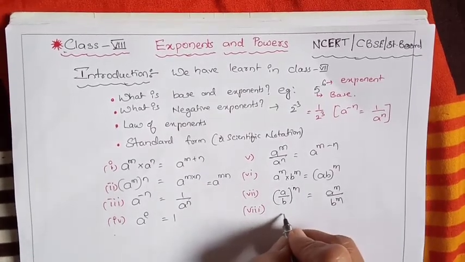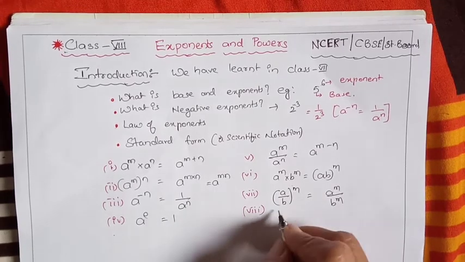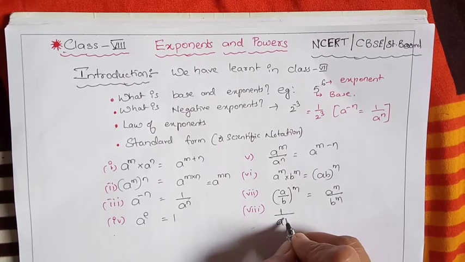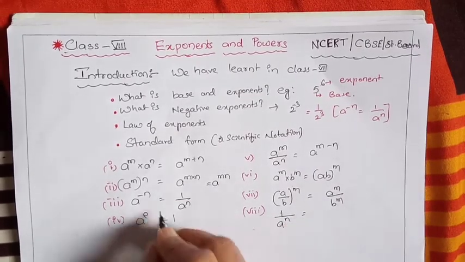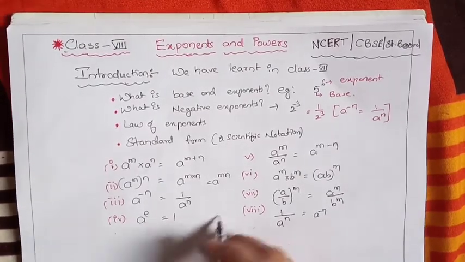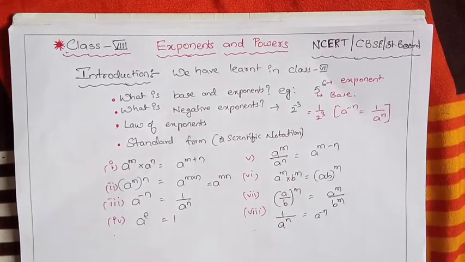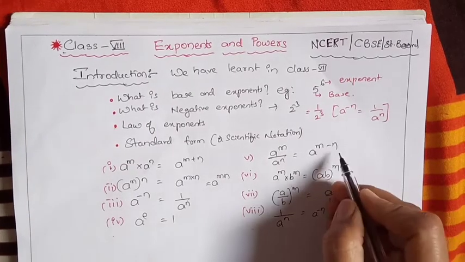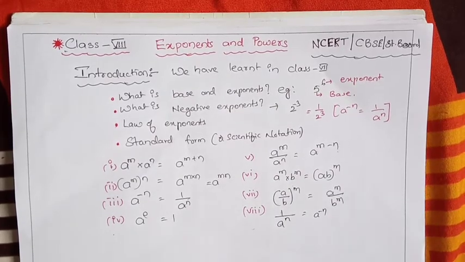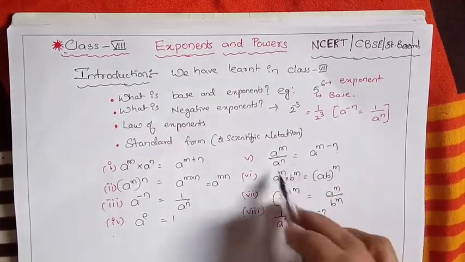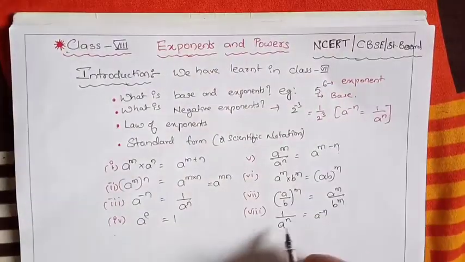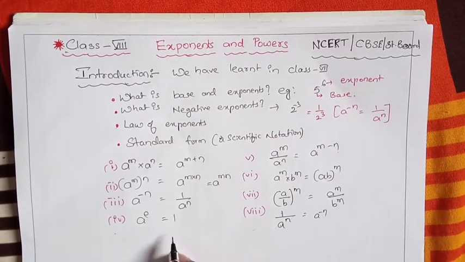One more law of exponents is 1 by a to the power m. This is the same as a to the power minus n, but there are two cases: if m is greater than 0 and n is less than 0. For this formula we have two cases. I will explain when we start the exercise. Before the exercise, I'll repeat the formulas. These are the laws of exponents we discussed in the 7th class. That class link I'll share in the description. If you want, you can go through it.